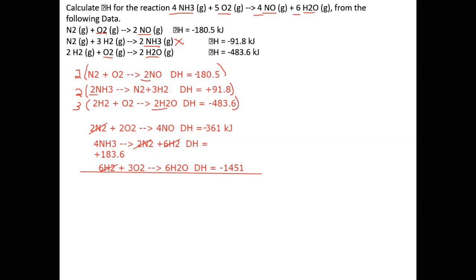So now we can add everything we have left. So we have 4NH3 plus 5O2 yields 4NO plus 6H2O. And delta H, just add up those three. Negative 361 plus 183.6 minus 1451. Negative 1628. So that's the delta H of this reaction.